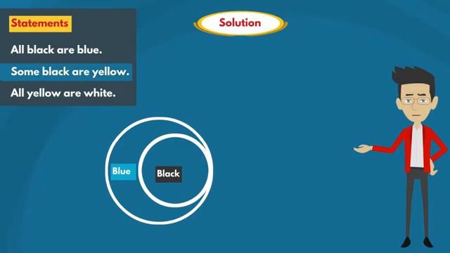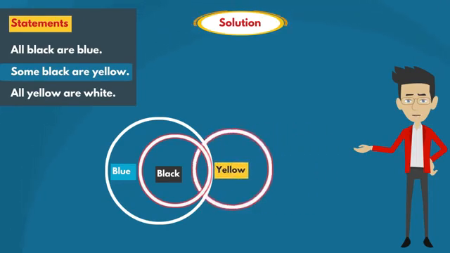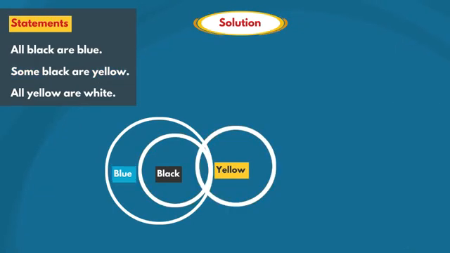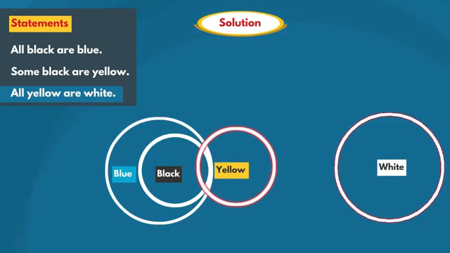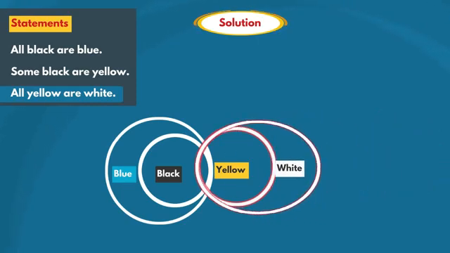Next statement. Some black are yellow. Here, this circle represents black and this circle represents yellow. Here, some black are yellow. Next statement. All yellow are white. Here, this circle represents yellow and this circle represents white. In the statement, all yellow are white. So take yellow inside the white circle. This is the basic diagram based on the statements.